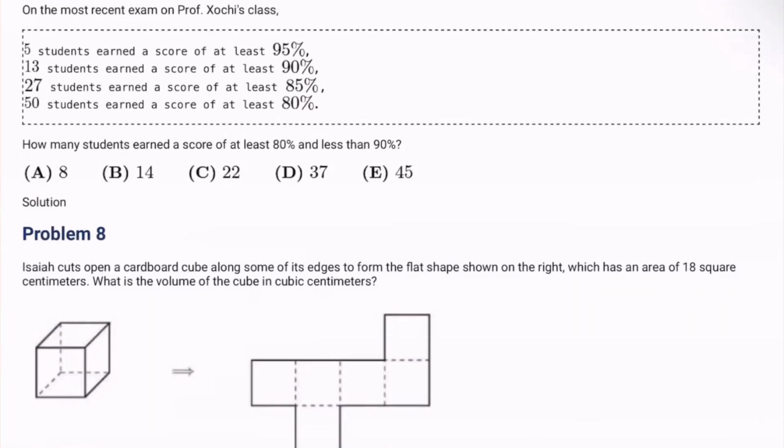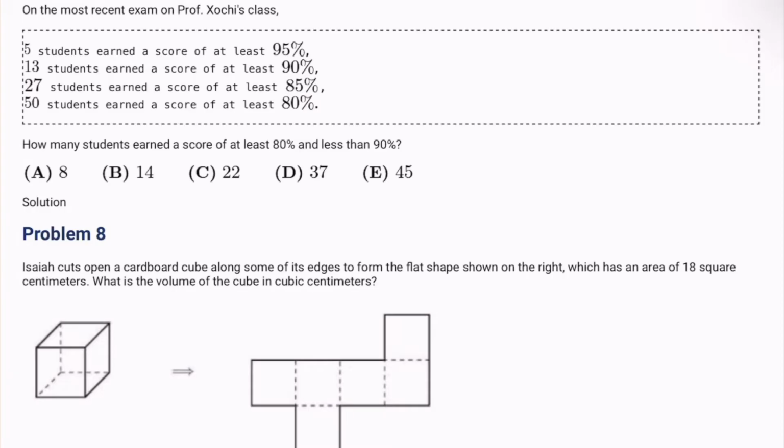On the most recent exam in Prof. Zoshi's class, 5 students earned a score of at least 95%, 13 students earned a score of at least 90%, 27 students earned a score of at least 85%, and 15 students earned a score of at least 80%. How many students earned a score of at least 80% and less than 90%?